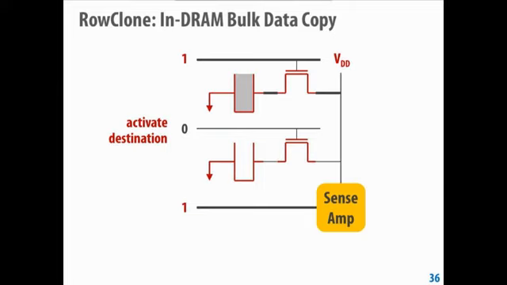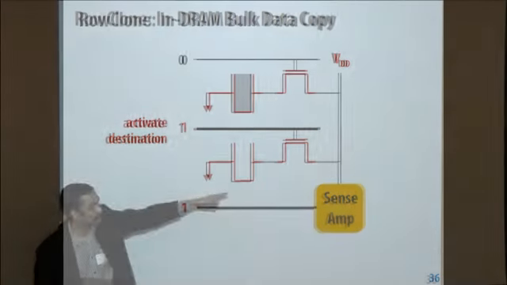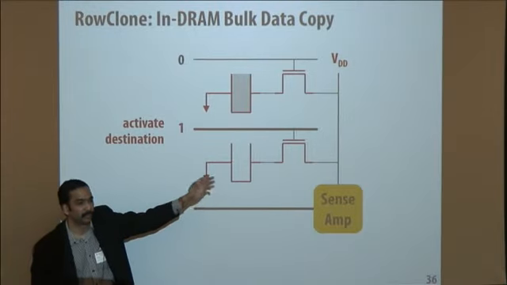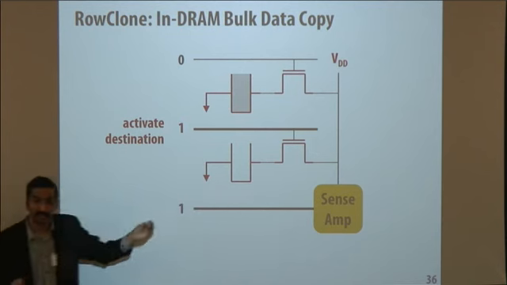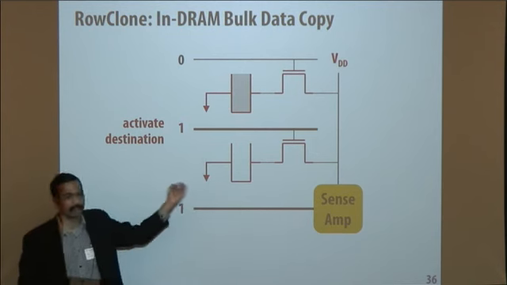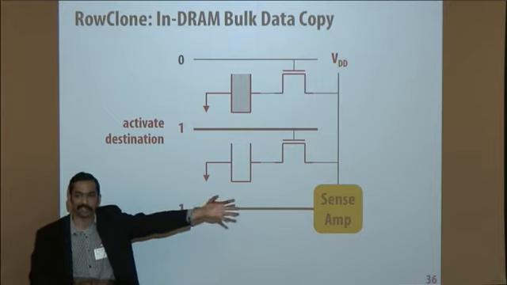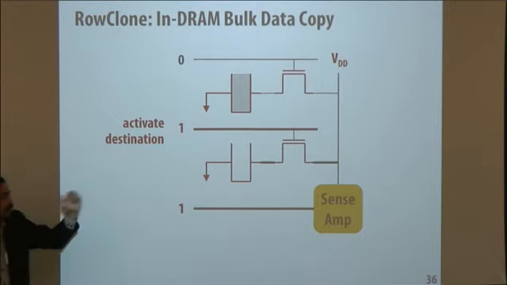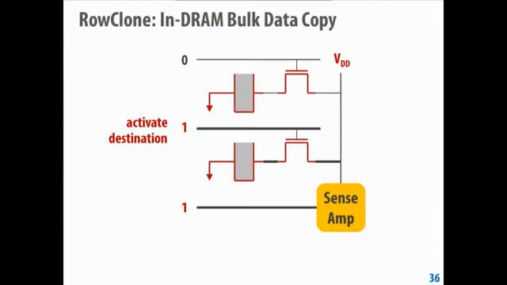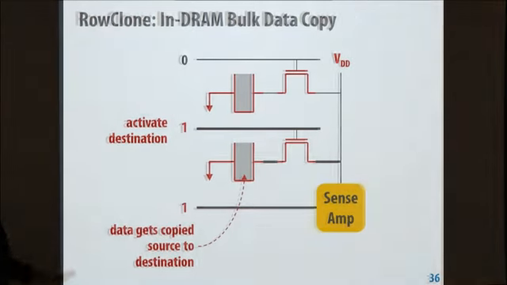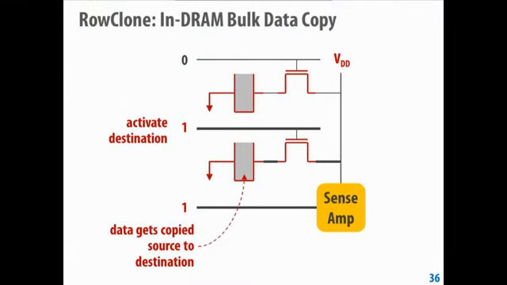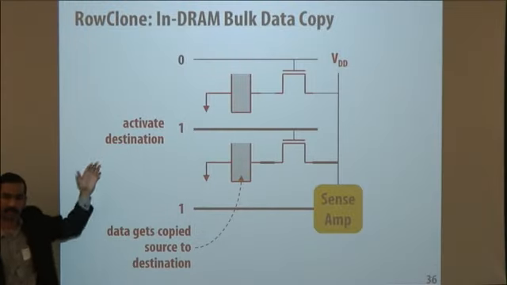What this does is it lowers the word line on the source, essentially locking the charge into the source cell, but connects the destination cell to the sense amplifier. But since the sense amplifier is already in a stable state, this cell is so small that it cannot switch the state of the sense amplifier. Instead, the data on the sense amplifier is going to get written into the cell. So it's going to get fully charged. You can convince yourself that for any possible initial state, this is going to result in a data copy from the source to the destination.